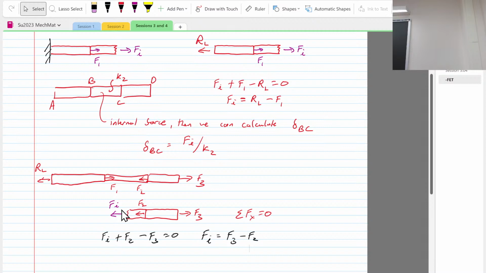Okay, so what do we do here in this case? The first thing we do, we kind of start at the top. We create an equivalent spring, right? So there's two springs here, so then we create one equivalent spring here.